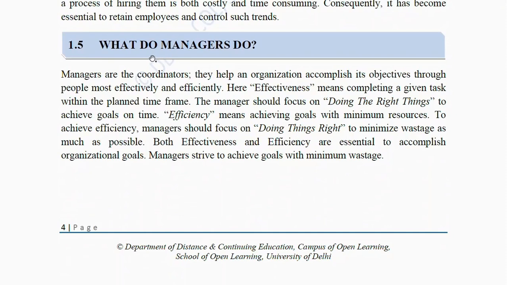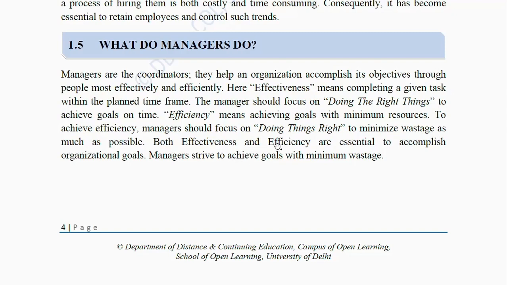1.5. What do managers do? Managers are the coordinators. They help an organization accomplish its objectives through people most effectively and efficiently. Here, effectiveness means completing a given task within the planned time frame. The manager should focus on doing the right things to achieve goals on time. Here, efficiency means achieving goals with minimum resources. To achieve efficiency, managers should focus on doing things right to minimize wastage as much as possible.